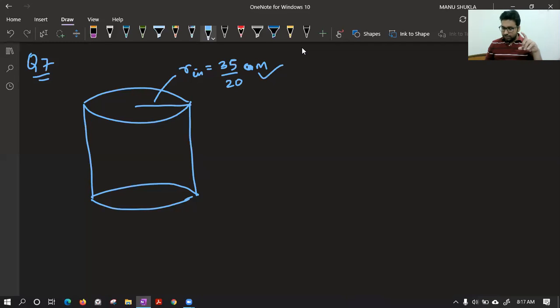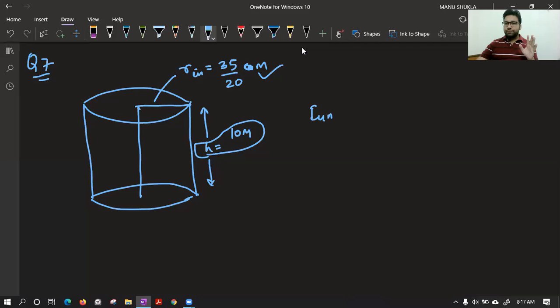Now we have to see the depth that is given to us. We can take the depth as height. H is equal to 10 meters deep. So H is given to us as 10 meter. So these are the given things. Now what we have to find is the inner curved surface area. Very easy. Inner CSA will be given by 2 pi r h. Simple. We have the inner radius, we have the height, we have the pi, we have the 2. So we can easily find this.